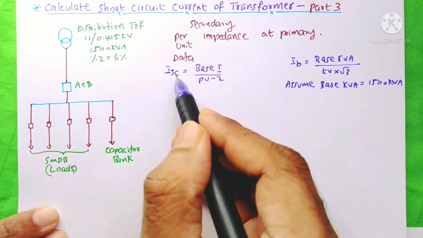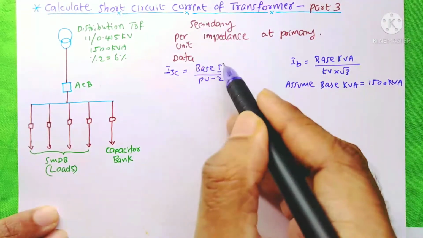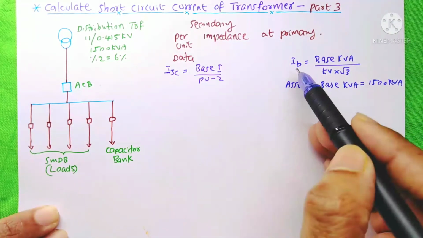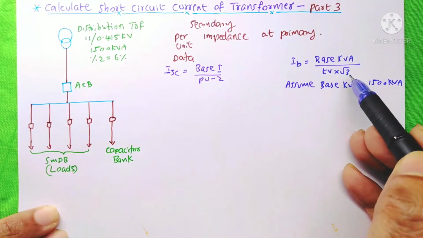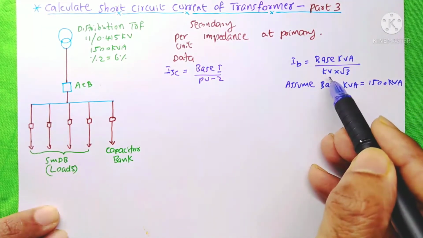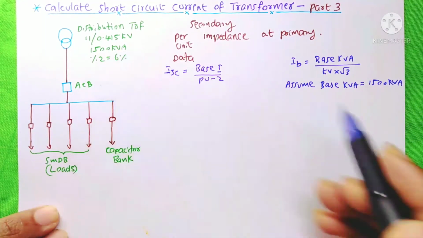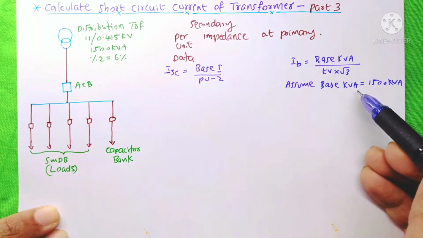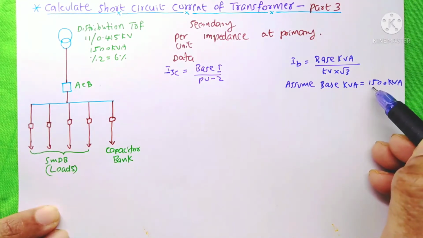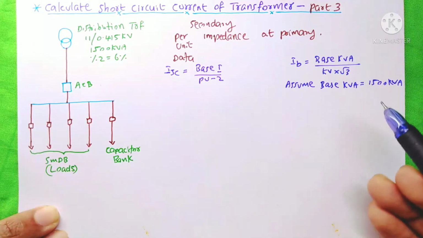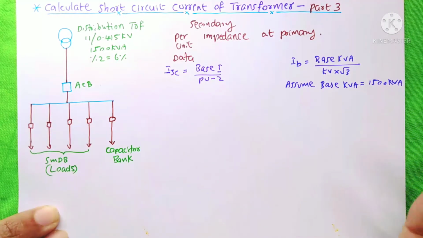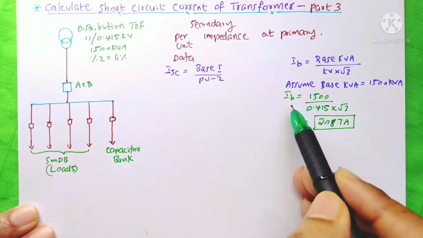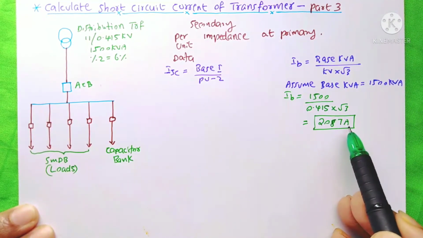To find the short circuit current, we have the equation: base current divided by per unit impedance. The base current IB is equal to base kVA divided by kV times root 3. We know the kV at the secondary is 0.415 kilovolt, but we don't have the base kVA. We assume a base kVA. Here we assumed 1500 kVA. You can assume 3000 kVA, 4000 kVA, whatever, it's your wish. So here I find this base current. The answer is 2087 ampere.